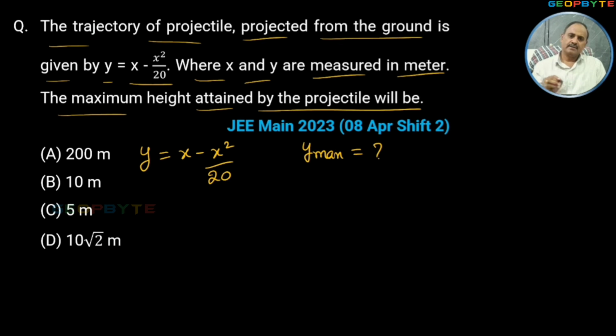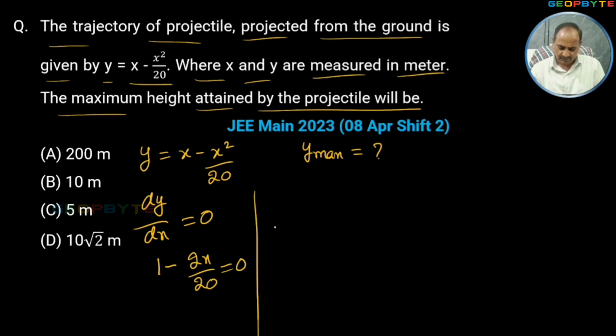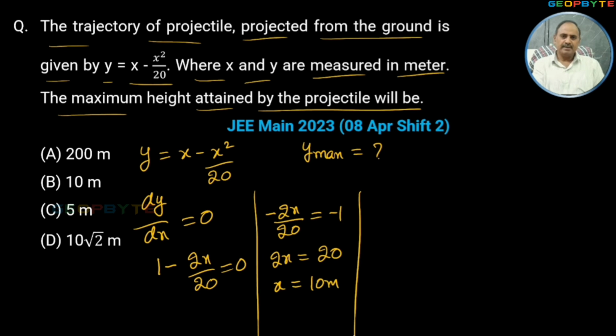The condition for maximum y: you differentiate y with respect to x and equate it to 0. Let us do that part. It is 1 minus 2x by 20 is equal to 0. From this I can write that minus 2x by 20 is equal to minus 1, or 2x equal to 20, x equal to 10 meters. That means the height is maximum at x equal to 10 meters.